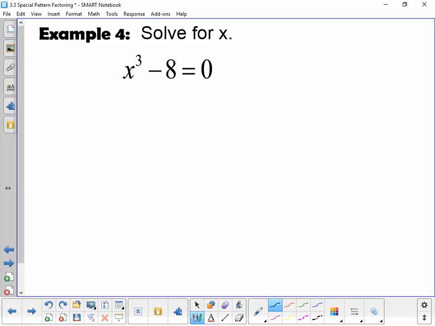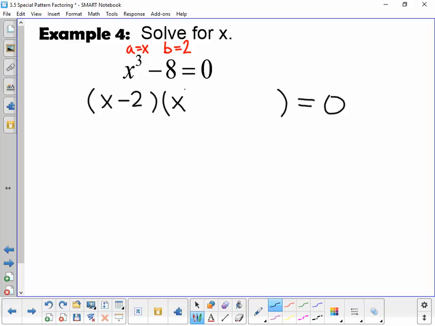So we're going to use as our method of solving today, factoring. So we have to think about what our a value and our b value are. Well, in this case, a is x, and b, we're thinking about what number would give us 8 if we raise it to the third power, so our b is 2. So if we put those into the equation, we will have x minus 2, that's a minus b.